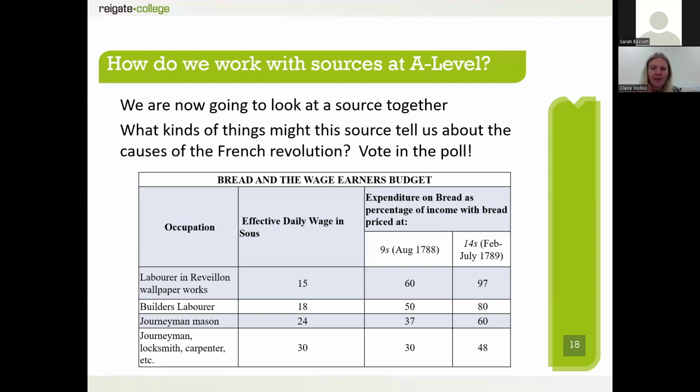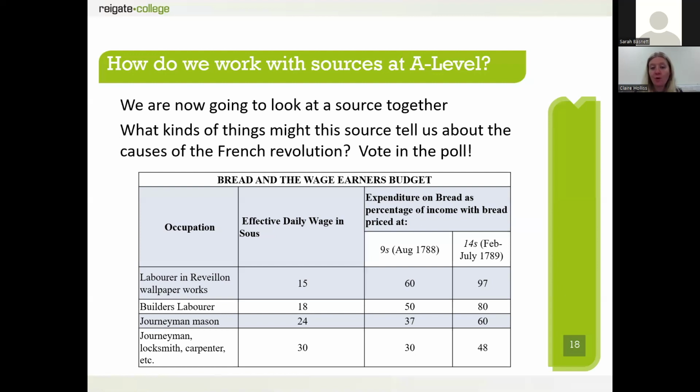Now, in the next 2 columns, we've got another set of numbers. These numbers relate how much money each of these groups or members of these groups are spending on bread as a percentage of their income. So there are 2 different sets of figures here. You can see here, we've got the first column in August 1788. That's when bread is priced about 9 sous per day.